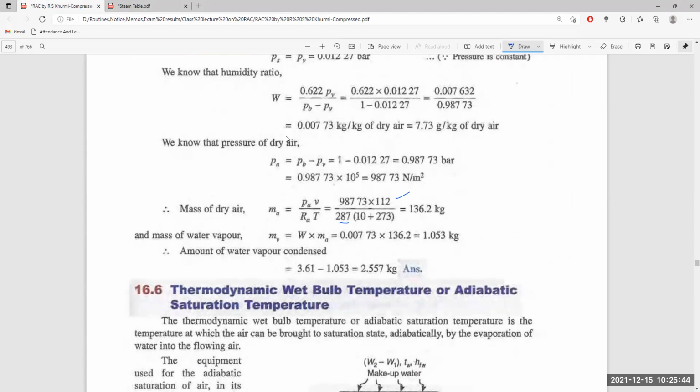So the amount of water condensed is 3.612 minus 3, that is 2.557 kg. Okay, let us stop the working here.